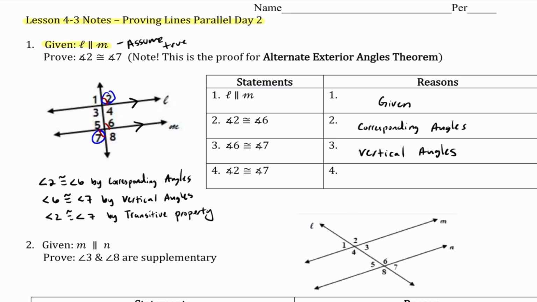And then lastly, angle 2 is congruent to angle 7. If angle 2 is congruent to angle 6 and angle 6 is congruent to angle 7, then by the transitive property, we say that angle 2 is congruent to angle 7. And that's how you do the proof for the first problem of today's notes.